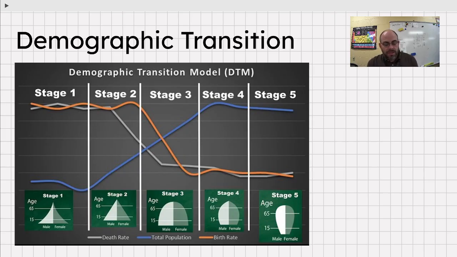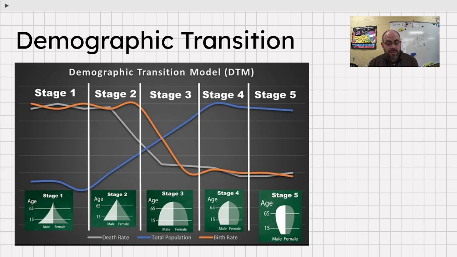The early expanding stage is where death rates are going to decline due to improved food, sanitation, medicine. Birth rates are going to remain high. This is stage 1 here on this particular graph. The early expanding stage. This is a population that is growing quite a bit.